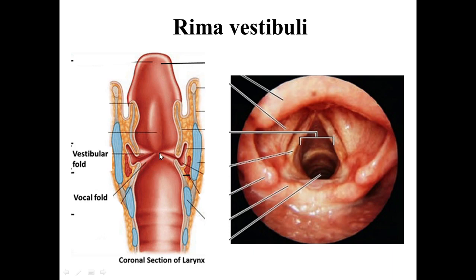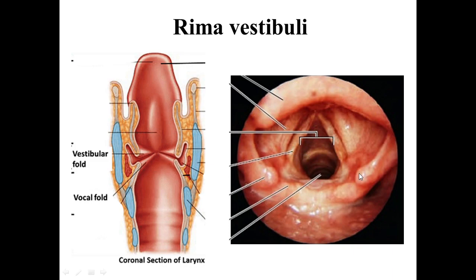Now the second space in the larynx is the rima vestibuli. Now what is rima vestibuli? It is the space between the two vestibular folds. These are two vestibular folds. Whatever space between the two vestibular folds is called as rima vestibuli.